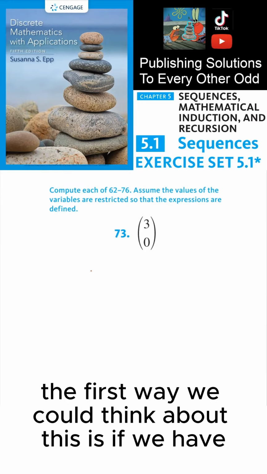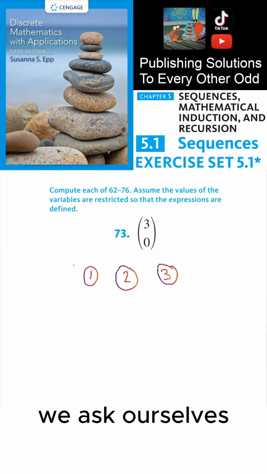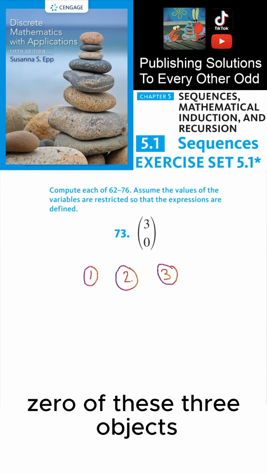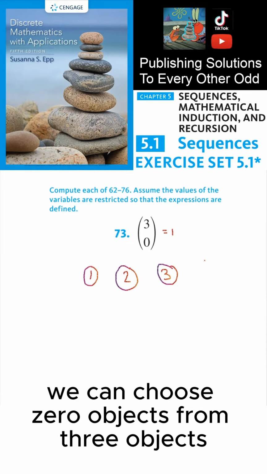The first way we can think about this is if we have 3 objects, and we ask ourselves, how many different ways can we choose 0 of these 3 objects? And the answer is 1. There's one way we can choose 0 objects from 3 objects.